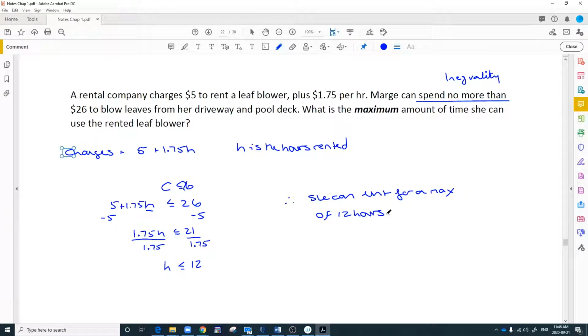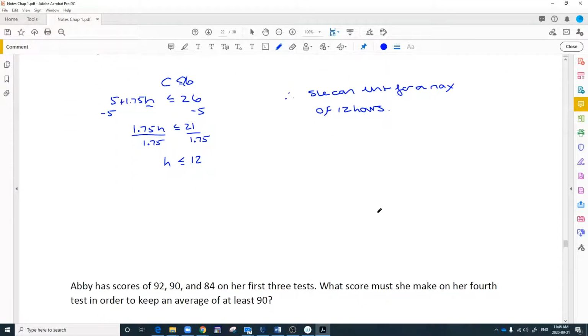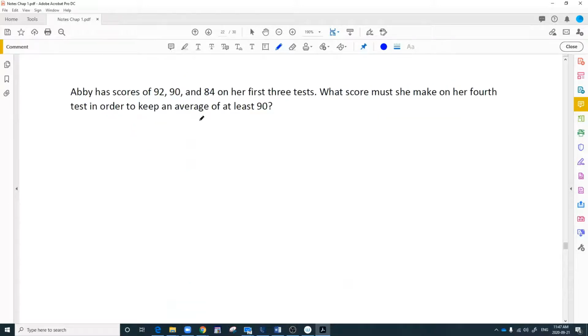All right, next inequality statement. Okay, so it says Abby has scores of 92, 90, and 84 on her first 3 tests. What score must she make on her 4th test in order to keep an average of at least 90? So her average has to be at least 90. So how do you calculate average? Average is that you add together all the items you have and divide by the number of items there are.